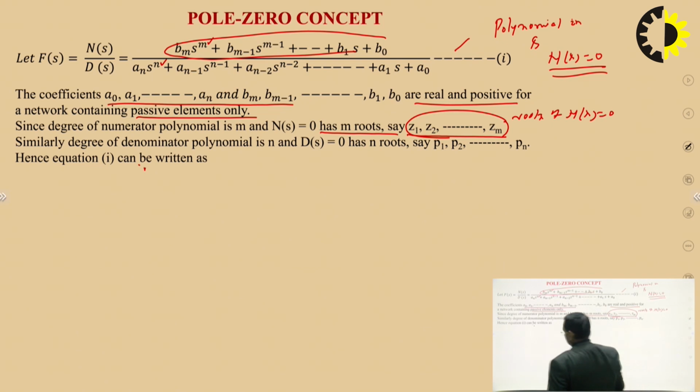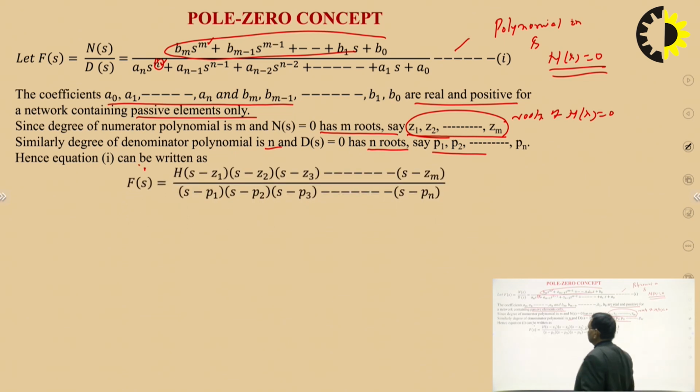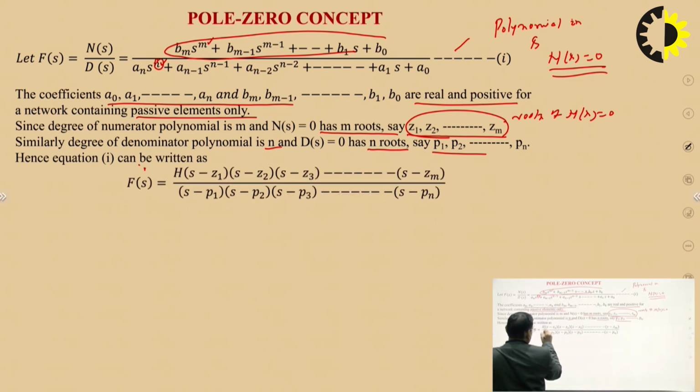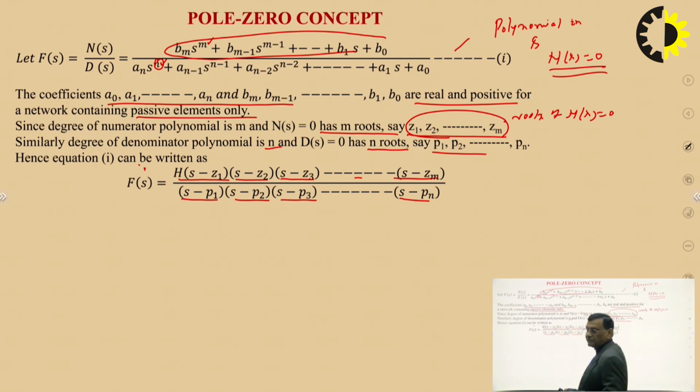Similarly, the degree of the denominator polynomial is n. If we equate D(s) equal to 0, we can get n roots, and say these roots are p1, p2, pn. Hence, the above equation can be written in this format, with factors of the form s minus z and s minus p. These are the roots of the numerator and these are the roots of the denominator polynomial, once we equate to 0.